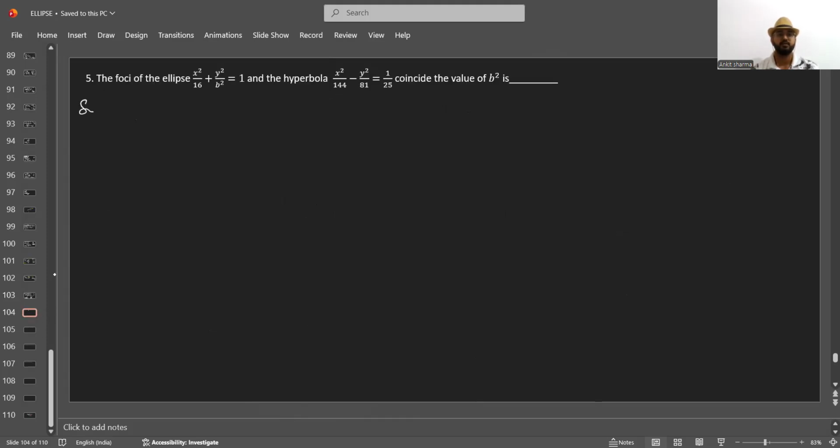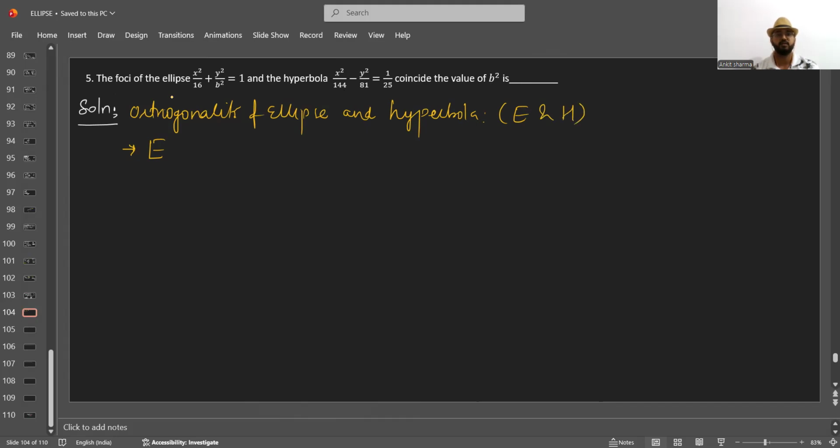Coming to the next one. Here we have the foci of an ellipse and the hyperbola coinciding. Then the value of b square is what? So here we are going to use two results. This is orthogonality of ellipse and hyperbola. So the fact is that E and H are confocal if and only if they are orthogonal.